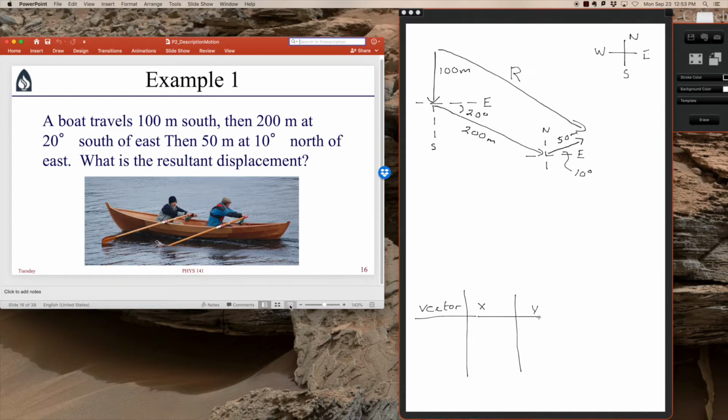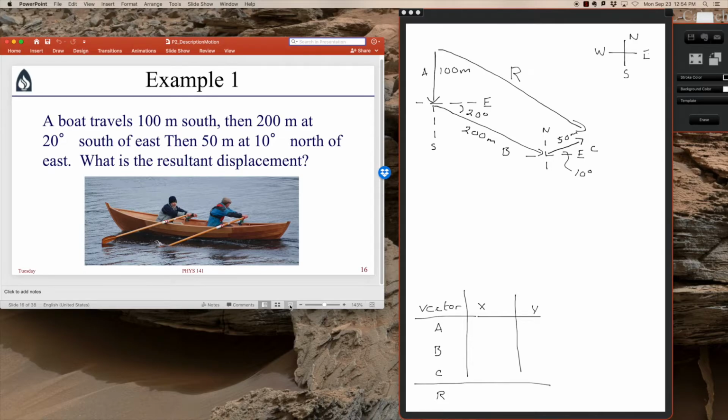So I need to go back and label these vectors. I'll call the first vector vector A, the second vector B, and the third vector vector C. So I'm adding together A, B, and C, and when I sum those together, I will get my resultant vector. All right, so next I need to break these vectors into x and y components. So let's look at each vector individually.